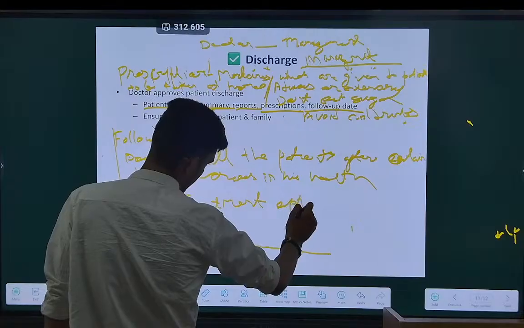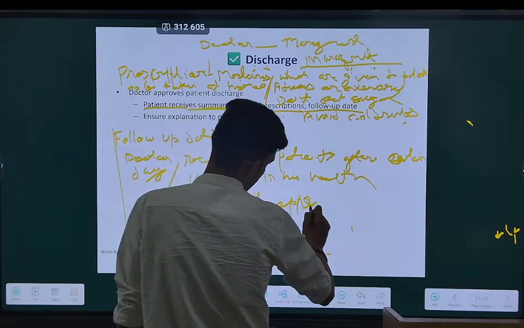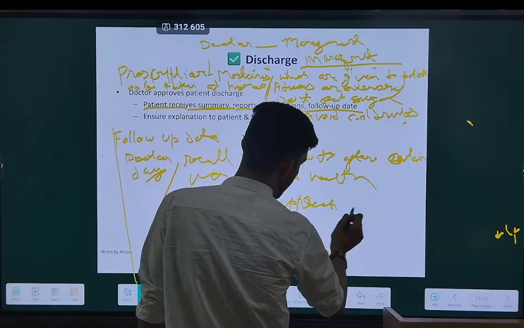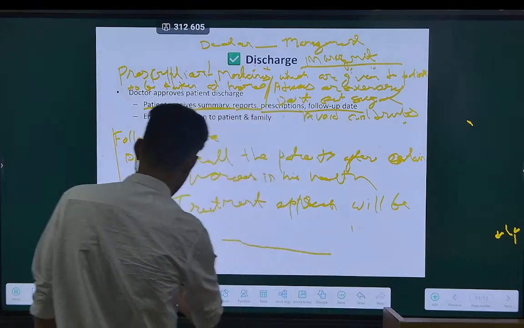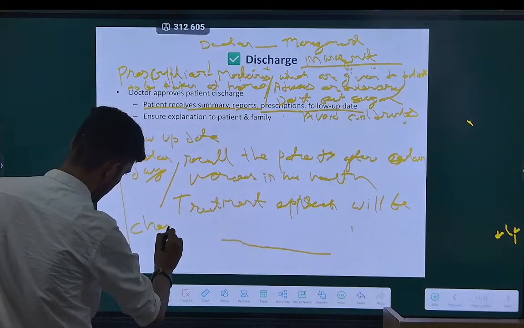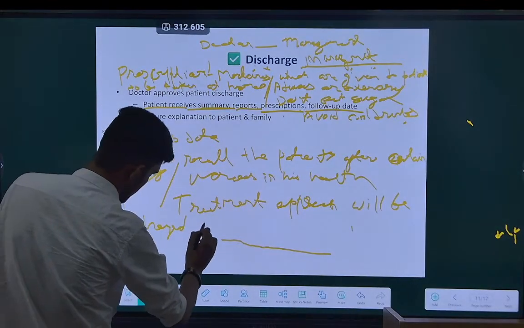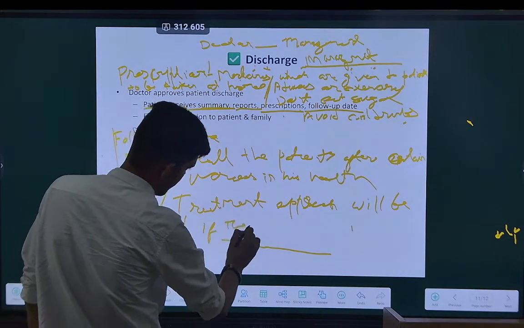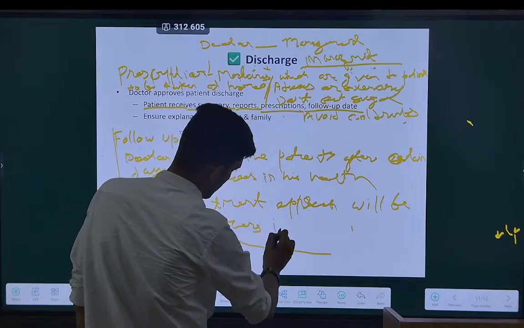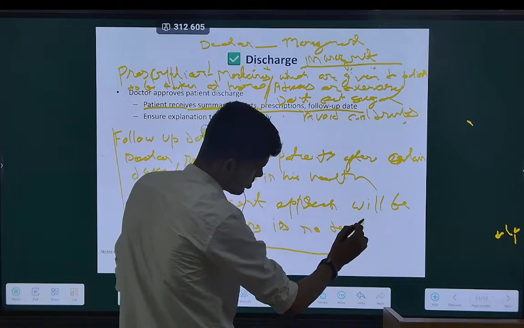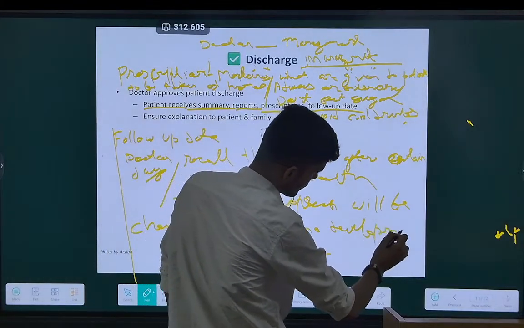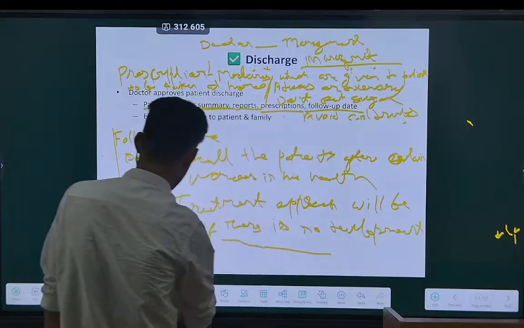Approach is the right word. Treatment approach will be changed if there is no development in the patient's health.